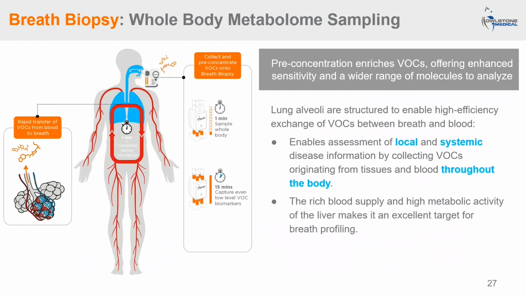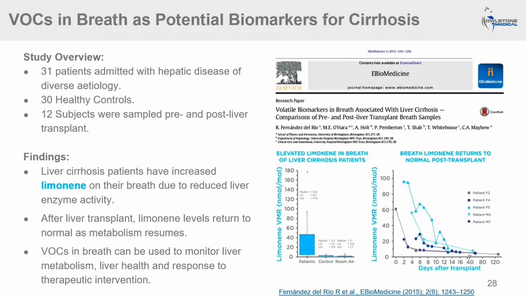The liver, for example, is an ideal target for breath profiling due to its rich blood supply and high metabolic activity. Over 30% of adults in some countries have chronic liver disease, yet more than 50% are only detected in the later stages. With the current gold standard invasive tissue biopsy, which is a painful and difficult method for disease detection, breath biomarkers could be an effective option for early-stage screening of at-risk individuals.